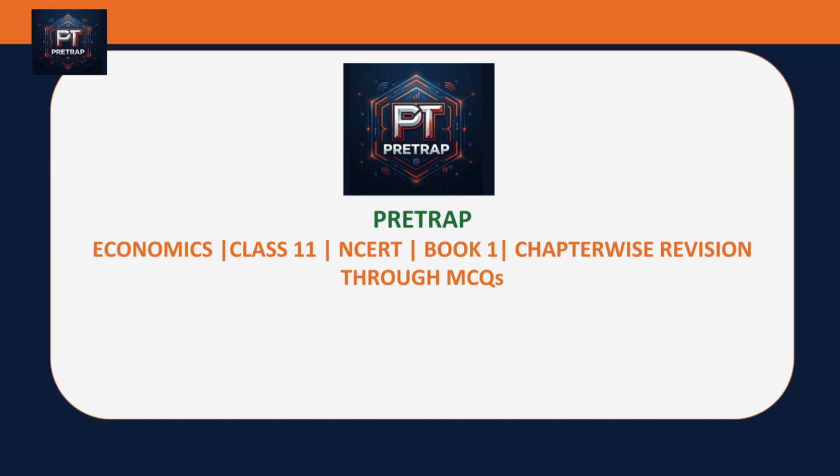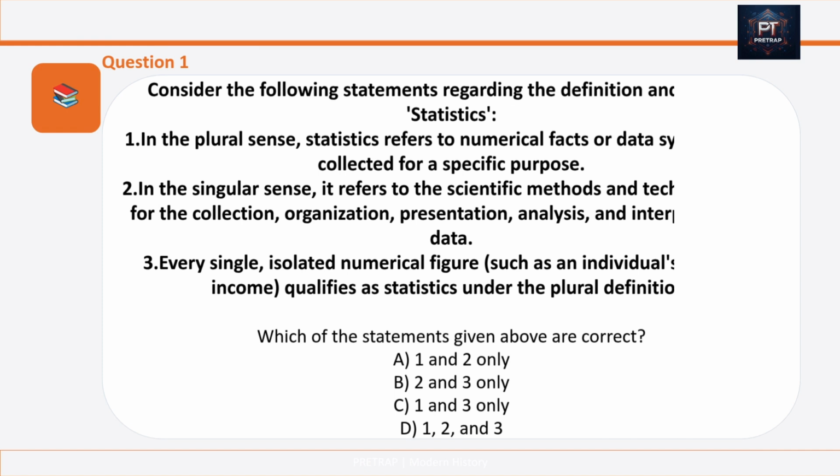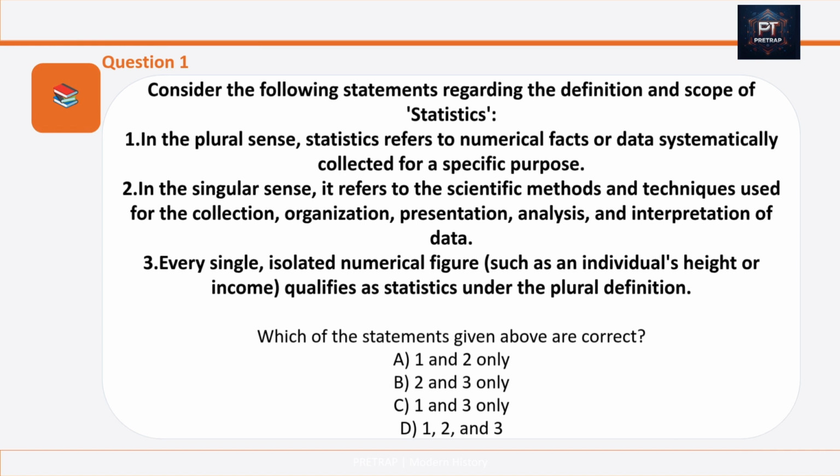So let's start with question number 1. Consider the following statements regarding the definition and scope of statistics. Number 1. In the plural sense, statistic refers to numerical facts or data systematically collected for a specific purpose. Number 2. In the singular sense, it refers to the scientific methods and techniques used for the collection, organization, presentation, analysis, and interpretation of data. Number 3. Every single isolated numerical figure, such as an individual height or income, qualifies as a statistic under the plural definition. Which of the statements given above are correct?